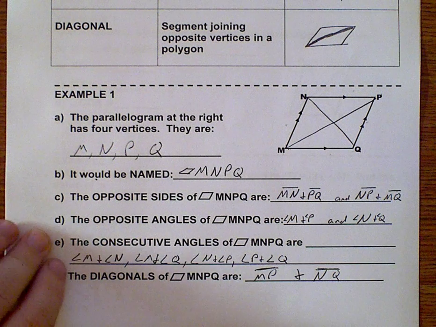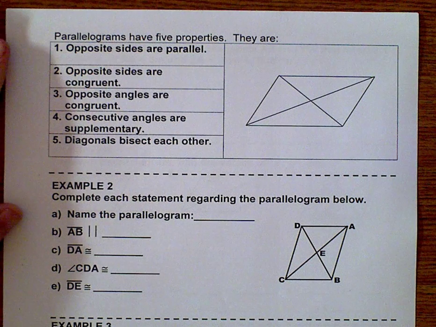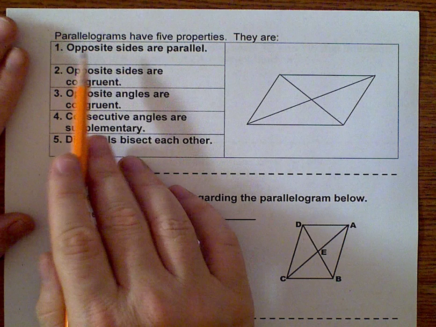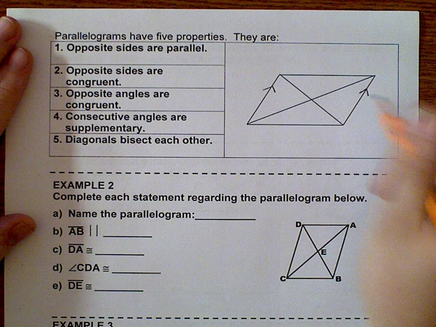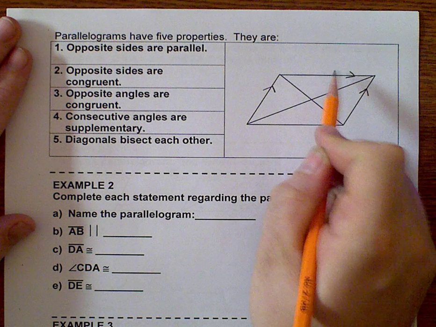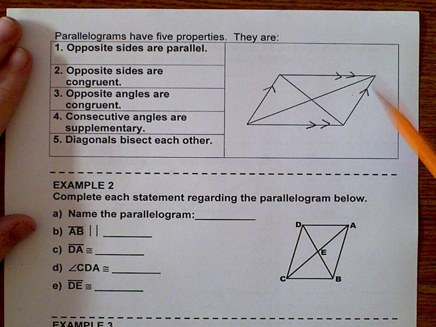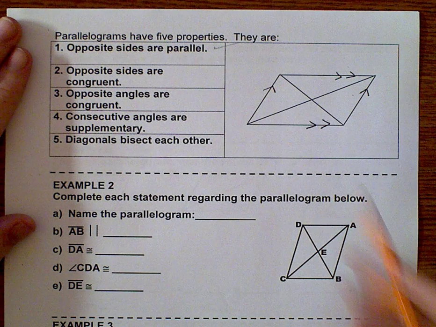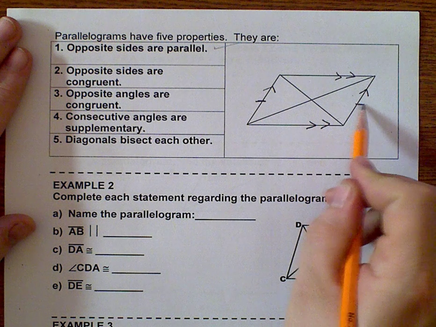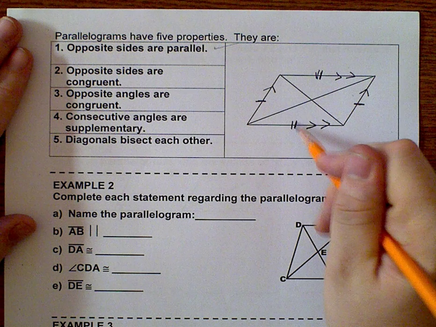Let's go ahead and look at our next page. And now we have some properties. This is where we get to stuff that we can actually do with quadrilaterals. For parallelograms, the opposite sides are parallel. We're going to go ahead and mark those with arrows. This says that these two sides are parallel and these two sides are parallel. Opposite sides are congruent. So that means that this side is congruent to that side. And that side is congruent to that side.